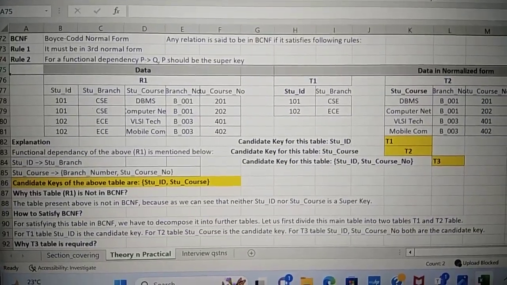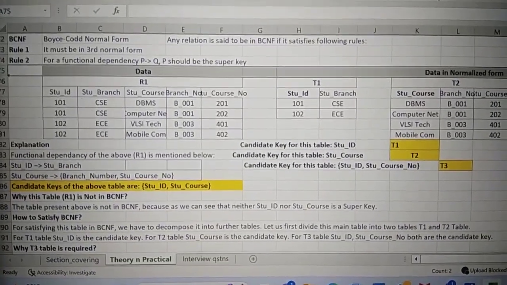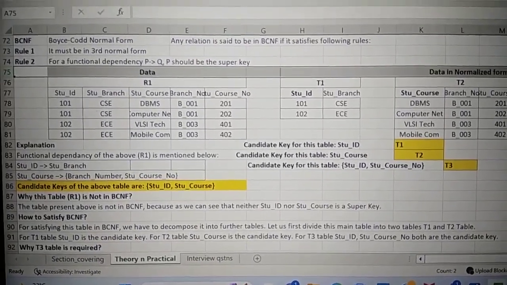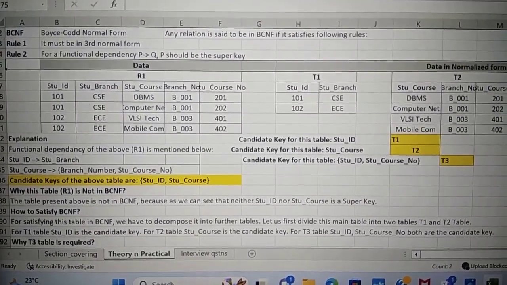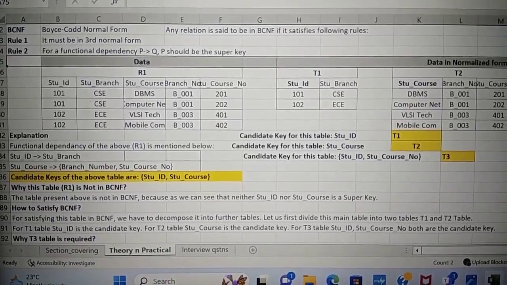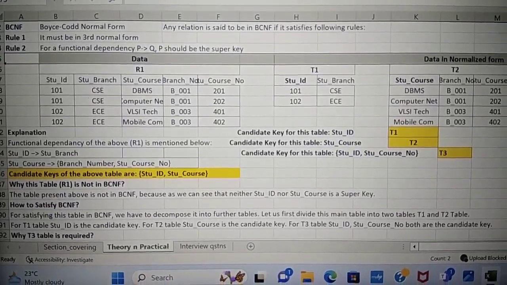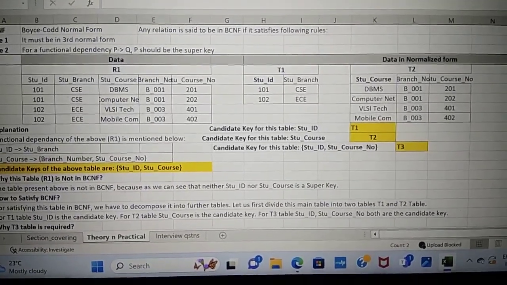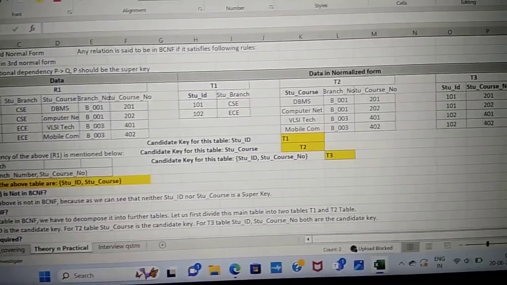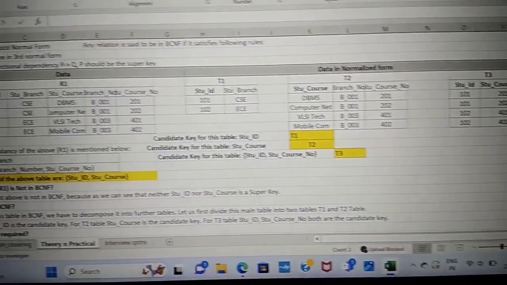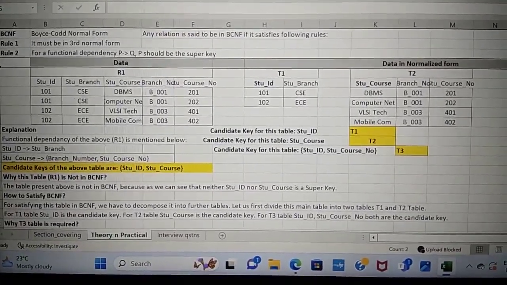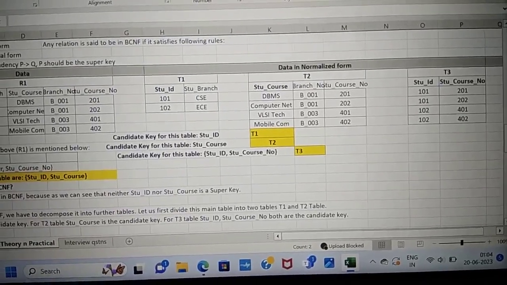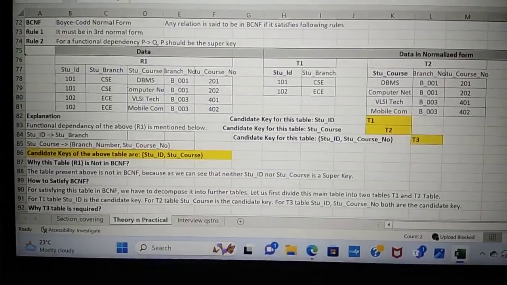So what is BCNF? It is Boyce-Codd normal form. Any relation is said to be in BCNF if it satisfies the following rules. It must be in third normal form, and for a functional dependency, let's say P determines Q, P should be a super key. Now let's move to the tables. We have R1, T1, T2 and T3, where R1 is not in normalized form, but T1, T2 and T3 are in normalized form. Now let's move to the explanation.